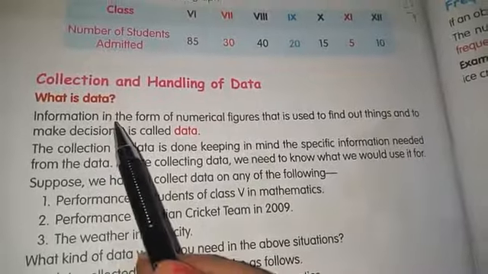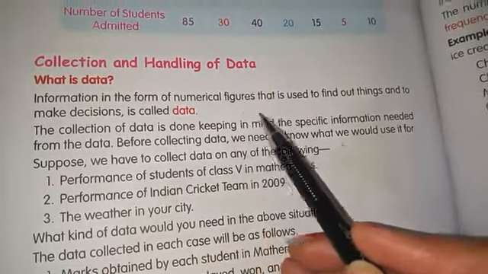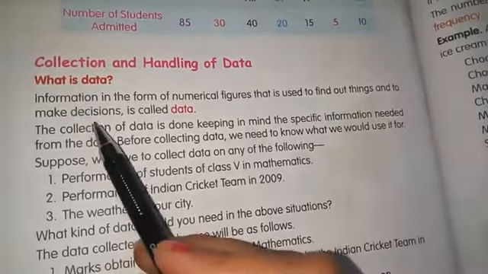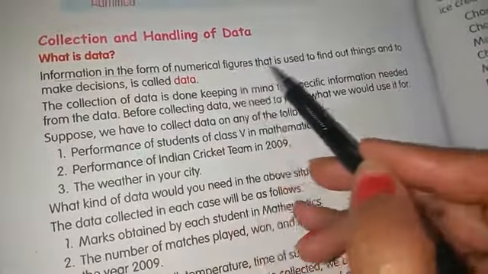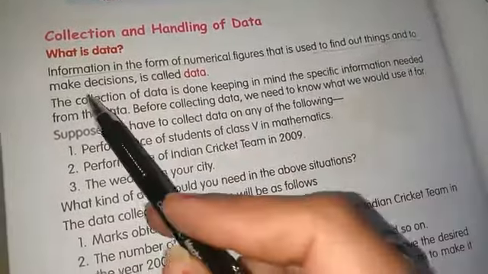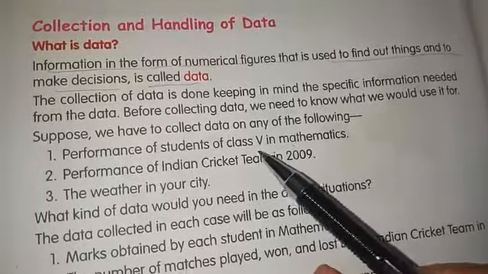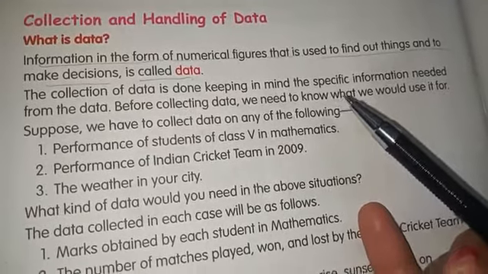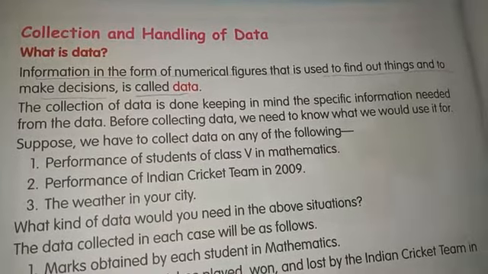Now, what is data? Information in the form of numerical figures that is used to find out things and to make decisions is called data. In the simple form we can say that collection of information for a purpose is called data. The main thing is that a collection of information in numerical figures is data.